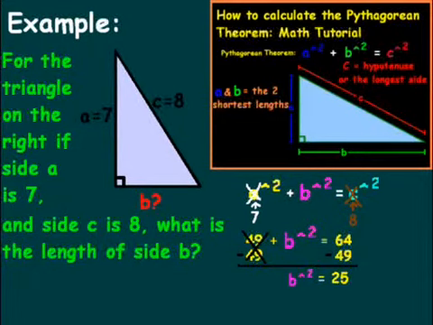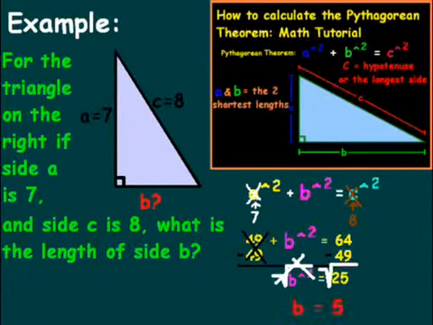Now we want to figure out what exactly is b. Well, we've got to simplify the equation a little bit more. Since b squared equals 25, we want to simplify it by taking the square root of both sides. So we take the square root of both sides. For b, it cancels out, and then the square root of 25 is 5, or 5 times 5 equals 25. And in this example, b equals 5.